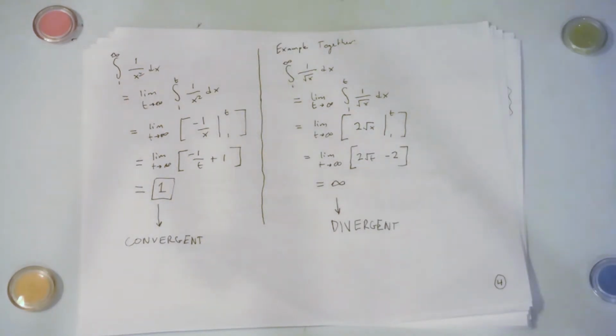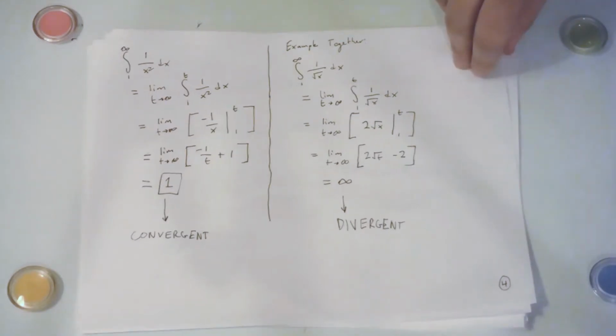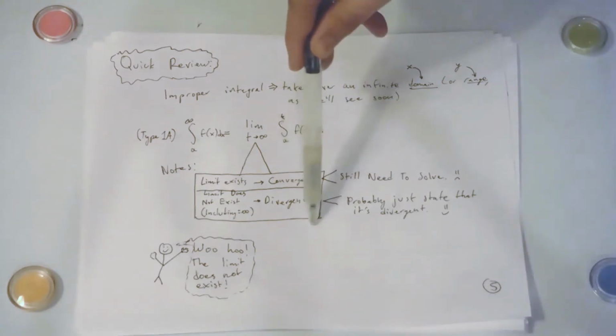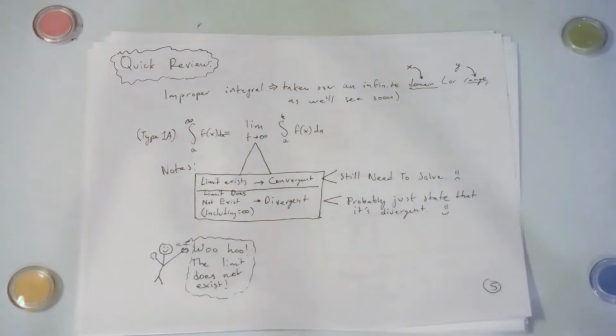Let's take a second to review what we've just learned. Improper integrals refers to integrals taken over some sort of infinity. For an integral of f of x taken from a to infinity, we can just take the limit as t approaches infinity of the integral from a to t. If the limit exists, the integral is convergent, but if the limit does not exist, then the function is divergent. Please pause the video now to copy this into your notes.